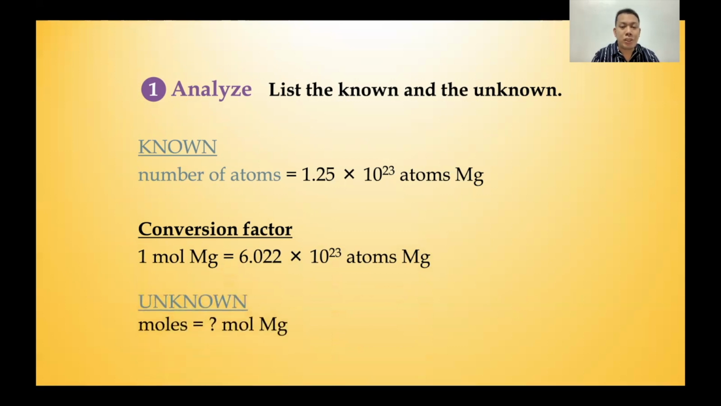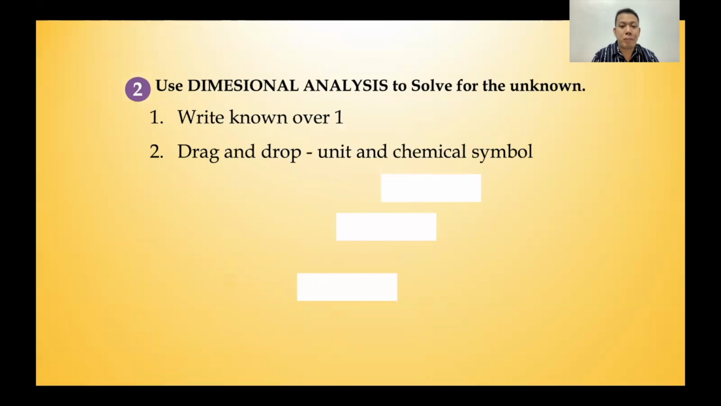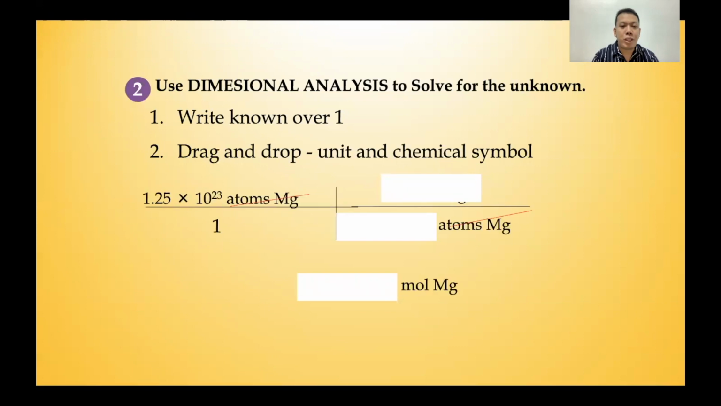So what's the unknown? Your unknown is what is being asked in the problem, so the number of moles of magnesium. First, you have to use dimensional analysis to solve for the unknown. So you have here 1.25 times 10 to the 23rd atoms of magnesium, and that is equivalent to 1 mole of magnesium as stated in the previous slide. And 1 mole of magnesium is equivalent to 6.022 times 10 to the 23rd atoms.